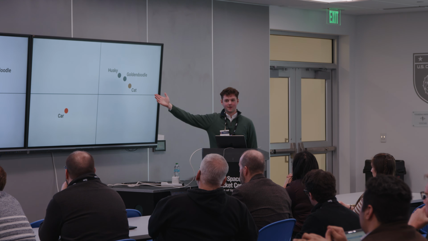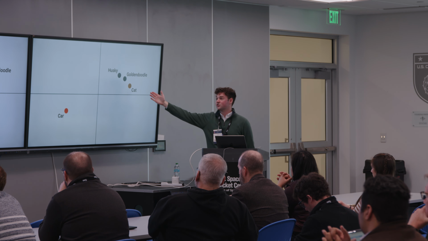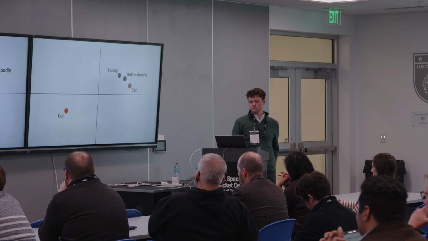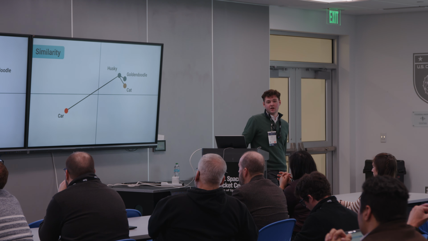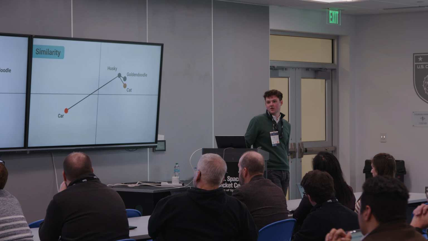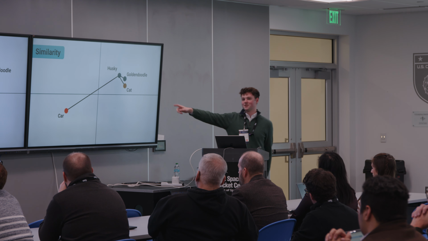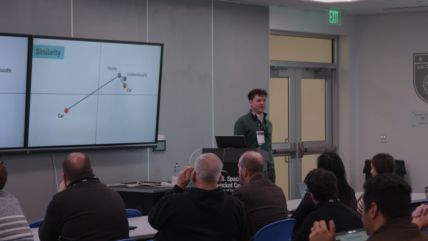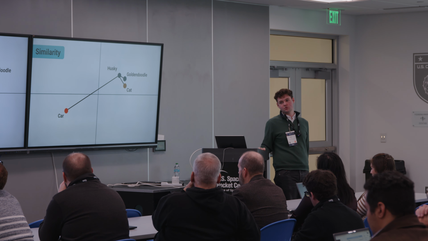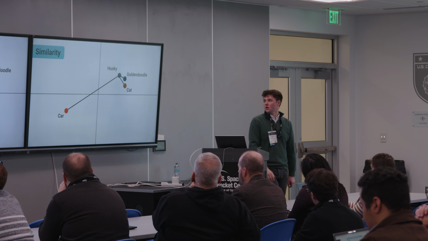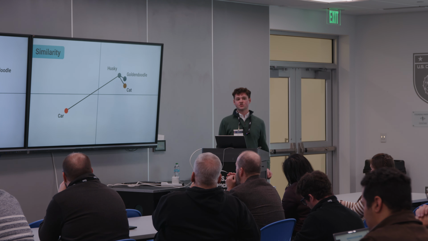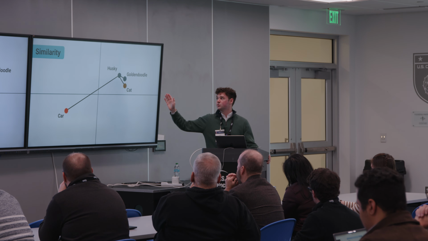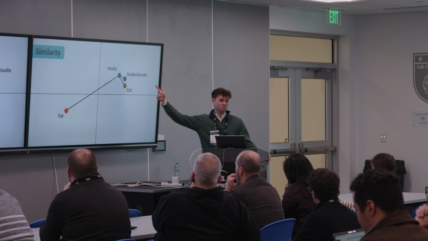A car is a lot further away, right? It's not quite as similar to dogs as a cat is. The easy way to determine similarity is to ask how far apart two points are. That distance is called Euclidean similarity. Another popular method is cosine similarity, where instead of distance, you use the angle.